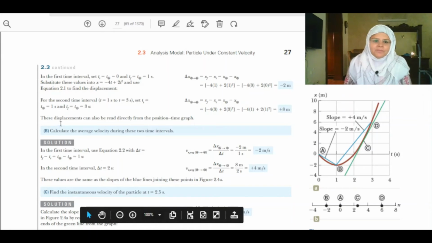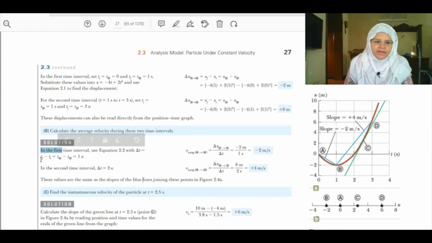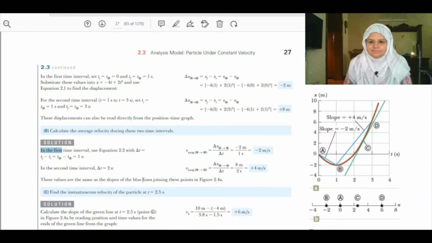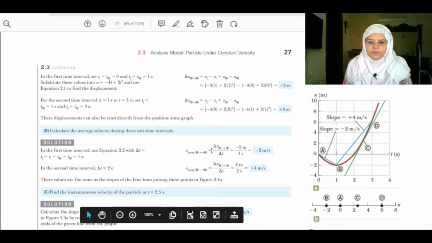Now let's do part B of the example. Calculate the average velocity during these two time intervals. In the first time interval, use equation 2.2, where delta t equals tf minus ti. tf is the final time equal to tb and ti is the initial time equal to ta. If we subtract tb minus ta, we obtain 1 second, which is equal to delta t. Vx average A to B equals delta x A to B divided by delta t.